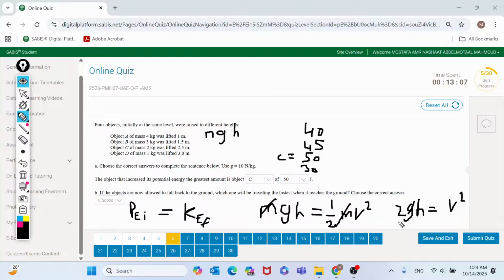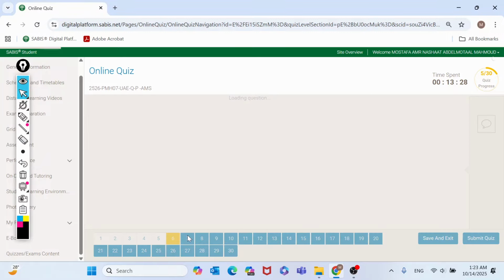So which one has the highest height? Because 2gh is going to equal v squared, and we want the highest v. So which one has the highest height? It's 3 meters. So it's going to be object D. I can just say it's the one with the highest height, but I also want you guys to understand.